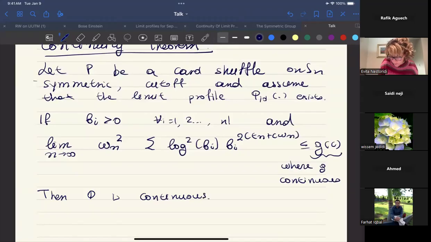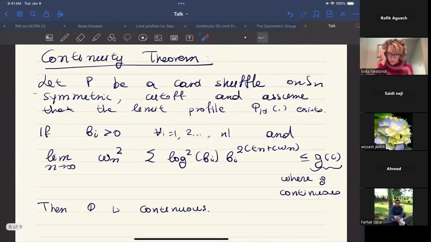Okay, I want to repeat this once more and then I'll end. So I'm just saying that the final thing that I can prove about limit profiles is that if you are in the symmetric case and you do have cutoff of Tn with window Wn, and you assume that the limit profile exists, this is a big if, I cannot prove existence, then checking this type of quantity, which is something like an L2 quantity, and being able to bound its limit by something continuous or bounded, will give us that phi is continuous.